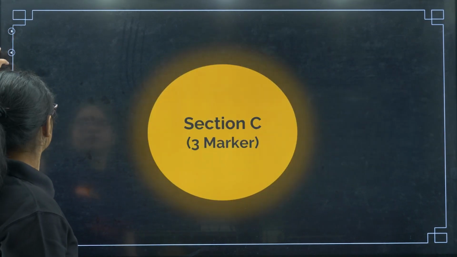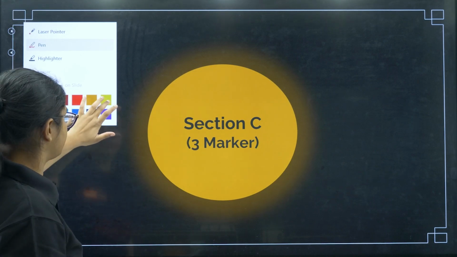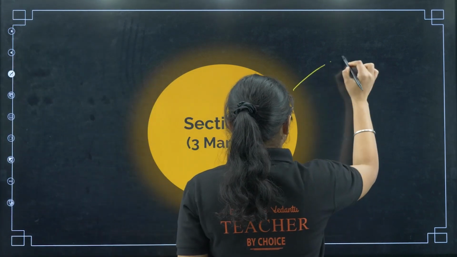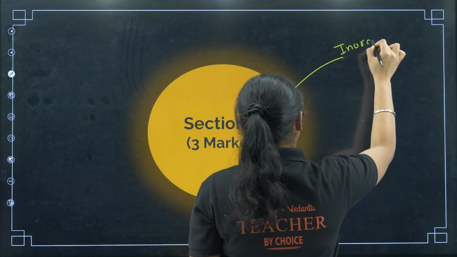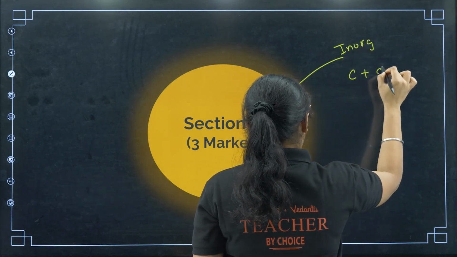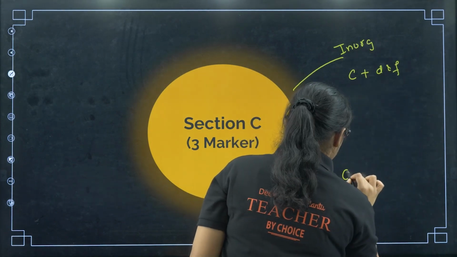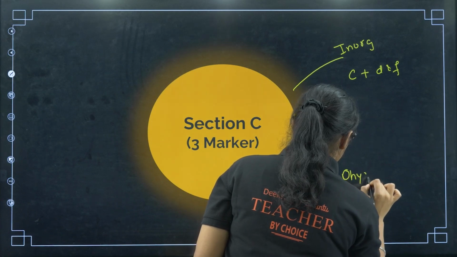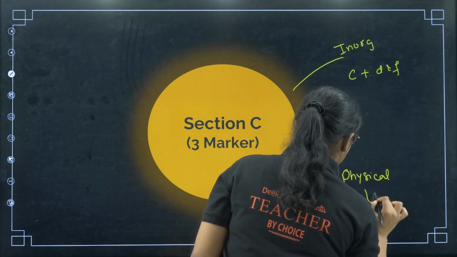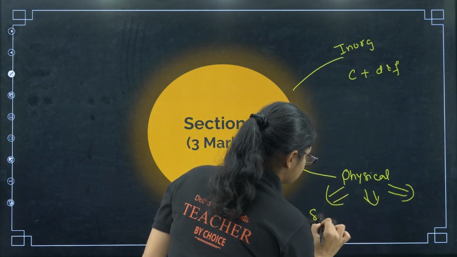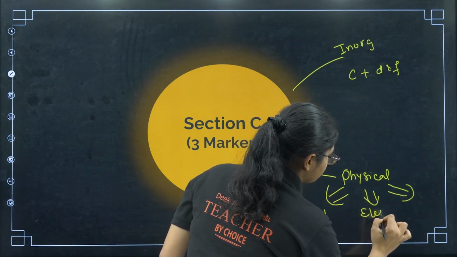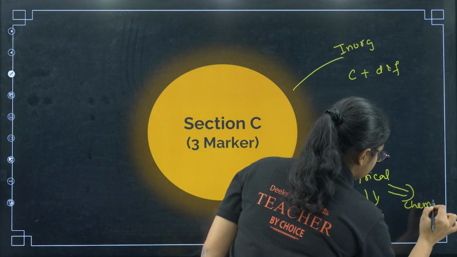Now we will go to 3 marker questions. Here I will be telling you how the pattern is. There are 2 sections. The first one is your inorganic part, where you will get questions from coordination and d and f block, and the next one is the physical part, and in the physical part you will get questions from 3 chapters, that is solutions, electrochemistry and chemical kinetics, right.